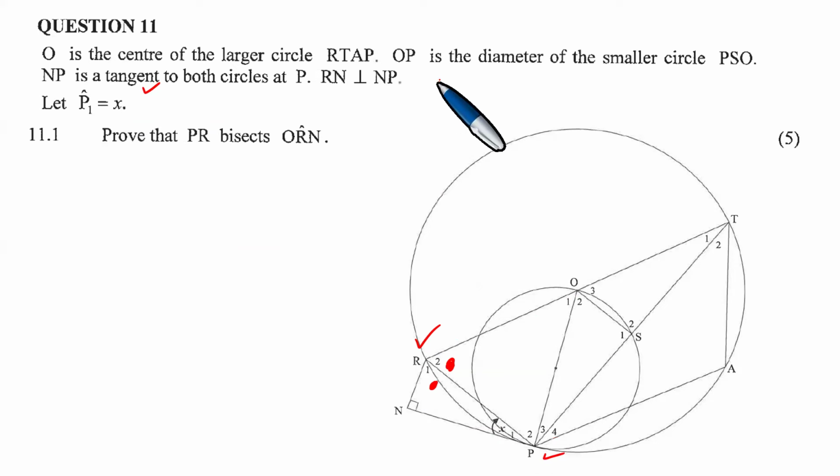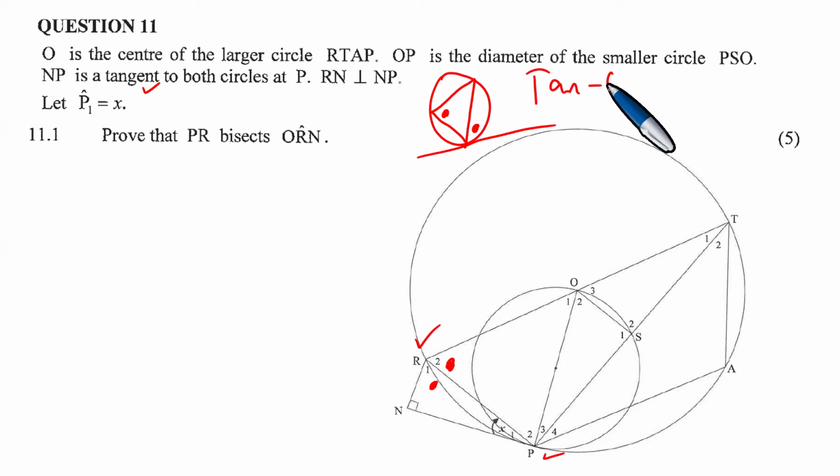NP is a tangent. We can try this, because if you do the tan chord theorem, this angle here is equal to this angle there. This theorem is called the tan chord theorem, so that in the end, we are good.